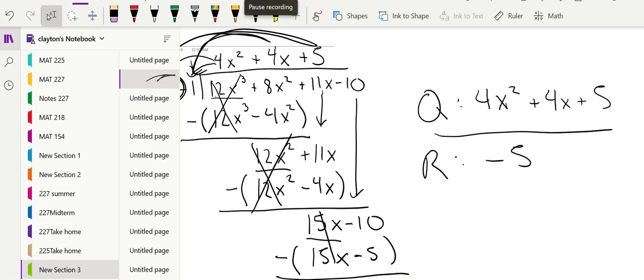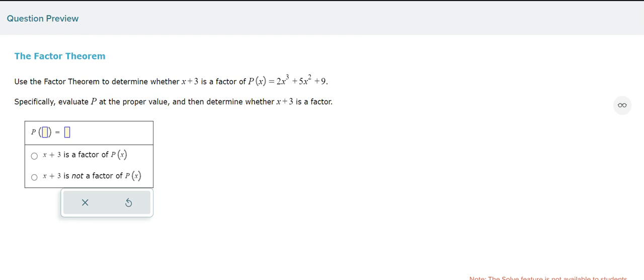Take your time. All right, this is number 14, the factor theorem. It says, use the factor theorem to determine whether x plus b is a factor of p of x. Now the way that we do this is that if we have an x plus 3, that would mean that when I plug in a -3, I should get a 0 out. That's what it means to be a factor, according to the factor theorem.